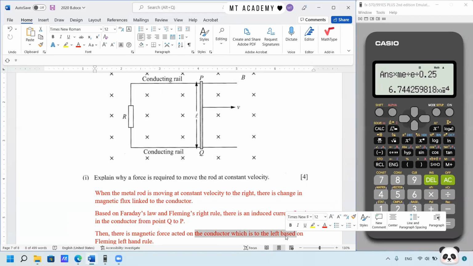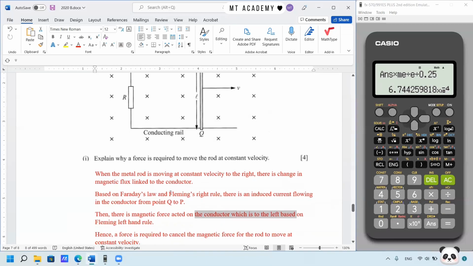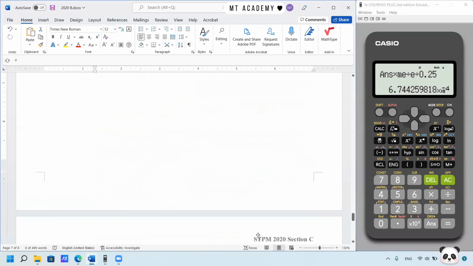So overall, the process is quite simple. When you move the rod, you have a change in magnetic flux, so you have the induced current. But when you have the induced current, you have a magnetic force acting to the left. This is why a force is required: you apply a force to the right to cancel the magnetic force so that the rod can continue to move at a constant velocity. Proceed to the next one.